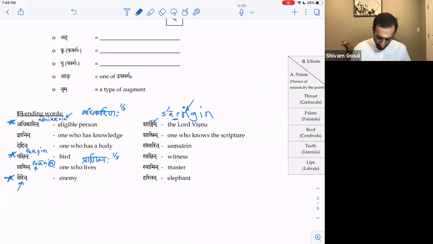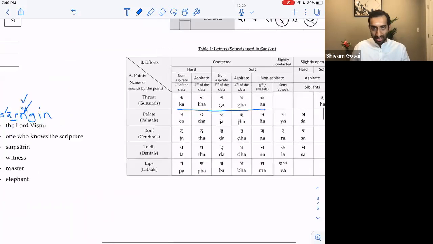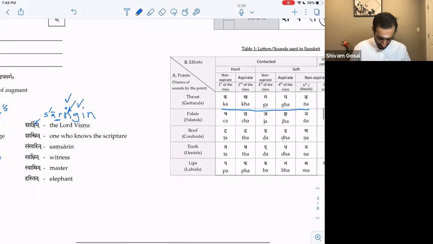So that is okay. Is gakara in at, ku, or pu? Ka, ka, ga, ga, na. So yes. And then ikara is at at, ku, pu. That's at. So therefore this works, right? So if I'm writing sharanginaha, then I would do murdanya nakara.